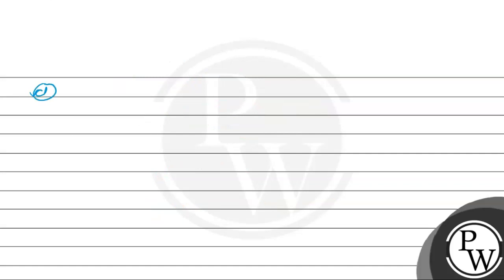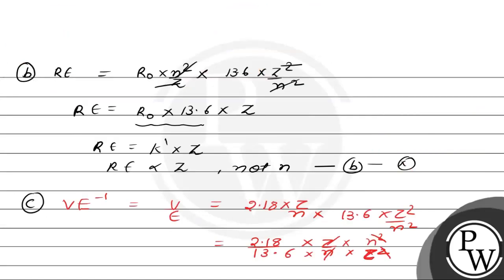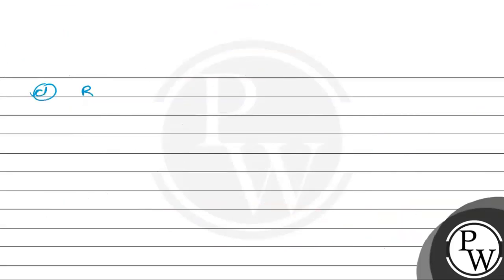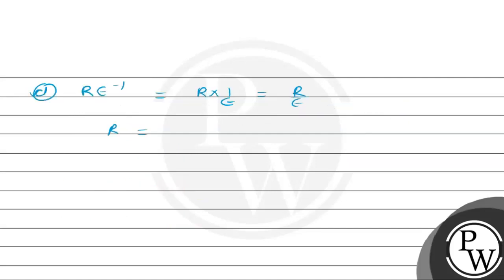Let's check option D, R into E inverse. So R into E inverse is simply R into 1 upon E, that is R upon E. So the value of radius we got, this is the value of radius, r naught into n square upon z, and the expression of energy is 13.6 into z square upon n square.